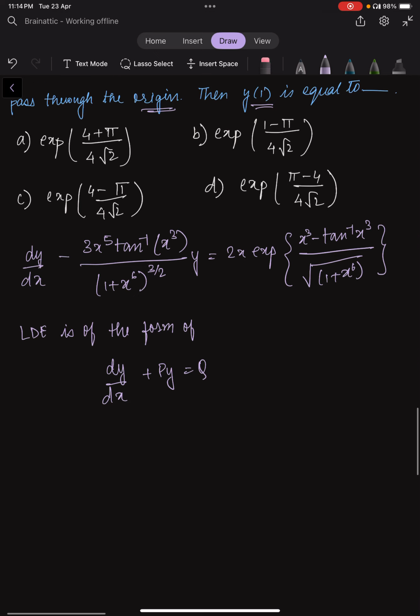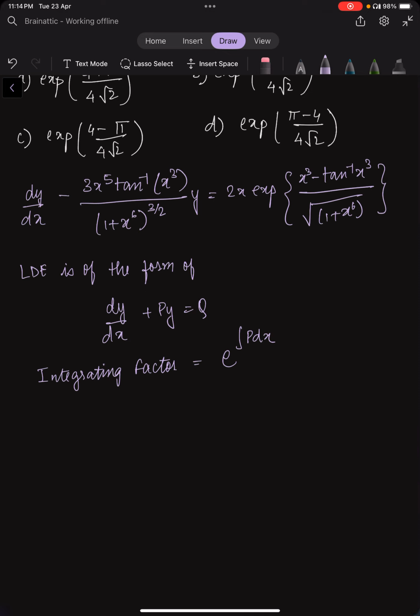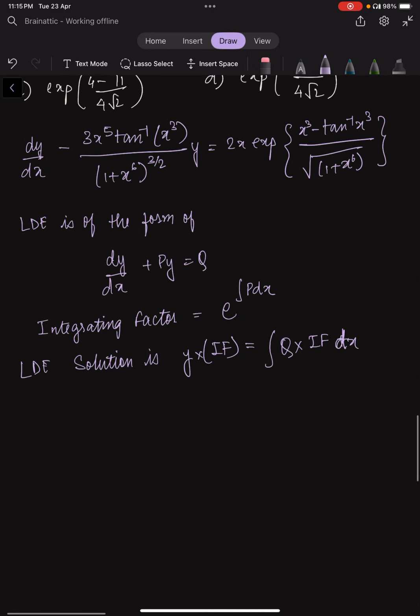And when we see a differential equation of this form, we know we have to find the integrating factor. This integrating factor is equal to exponential power integral of P dx. And the solution of the linear differential equation is given by y into integrating factor is equal to the integration of Q into integrating factor dx, plus a constant. So this is our solution.